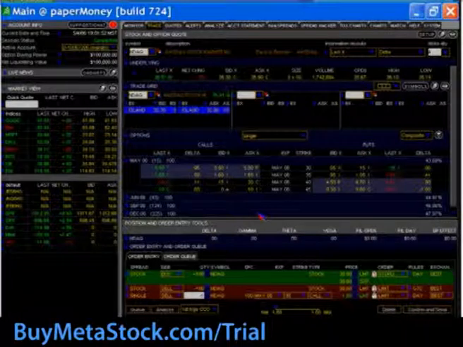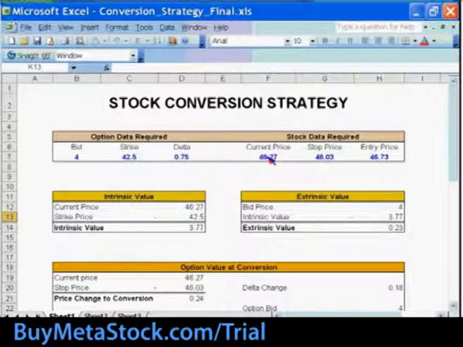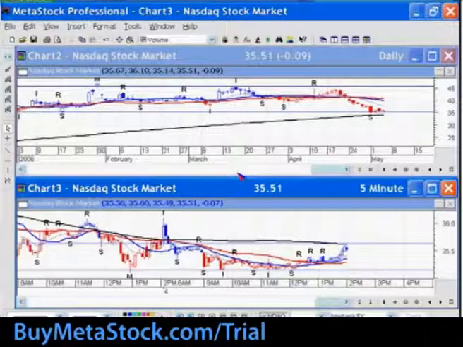I'm going to go in and look at our buy and our sell. The current price of the NASDAQ 100 is 35.51. Okay, so 35.51. We were going to buy it at 35.60. 35.60. Okay.